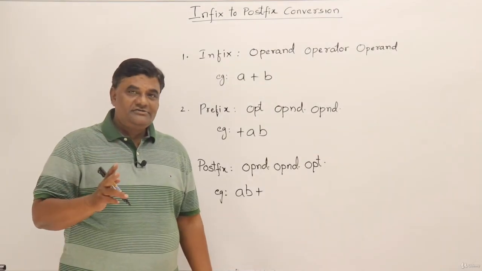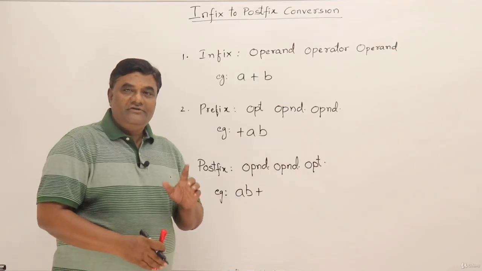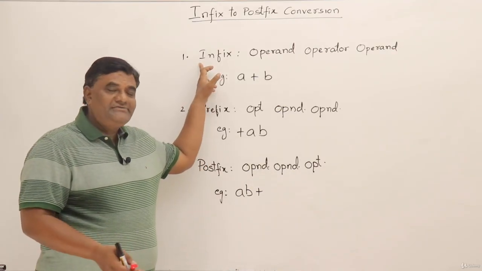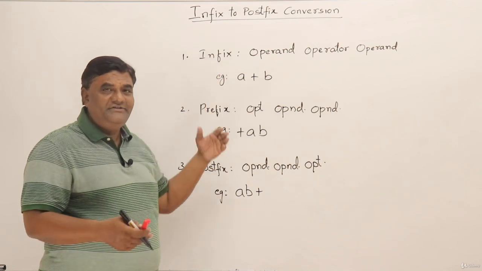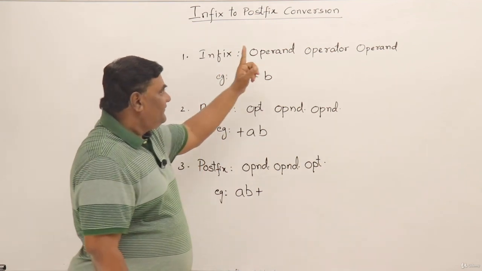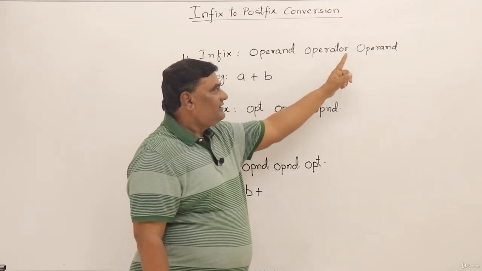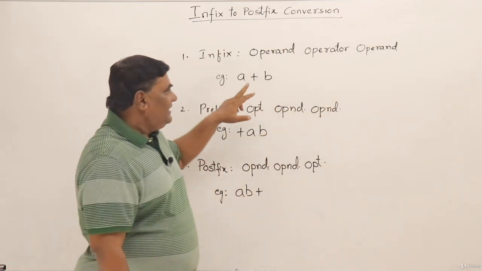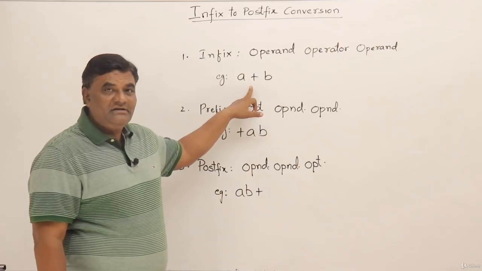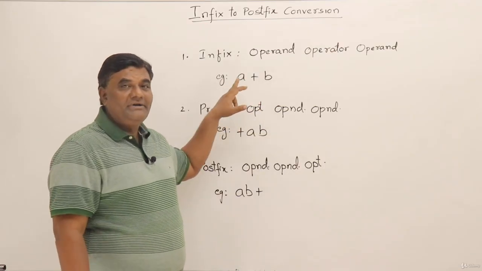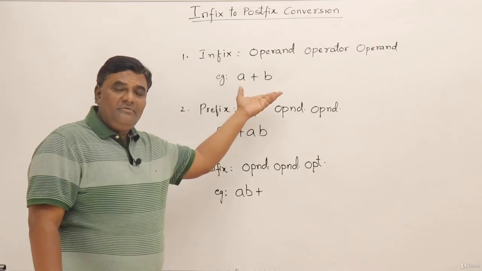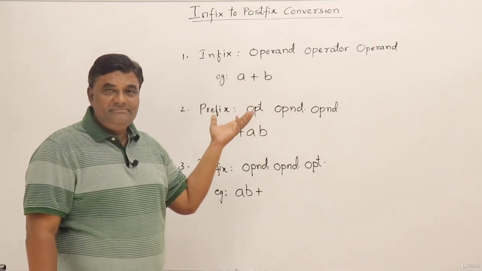There are three notations of writing an expression. The first one is infix. This is commonly used. In mathematics we follow this notation. So basically we know only one notation, that is infix notation. What is it? First operand, then operator, then operand. If it is a binary operator, like plus is a binary operator which will add two operands, the operator will be in between two operands. This is the common method that we use in mathematics.